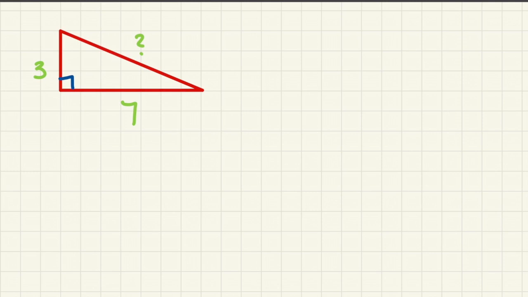I'm going to call this side with 3 a. This side was 7, b, and then this side I know is my hypotenuse. Why do I know that? Because it's opposite from my right angle. So that's going to be called c. We're trying to find the length of c. To do that, we use our Pythagorean theorem. Remember, that's a squared plus b squared equals c squared.